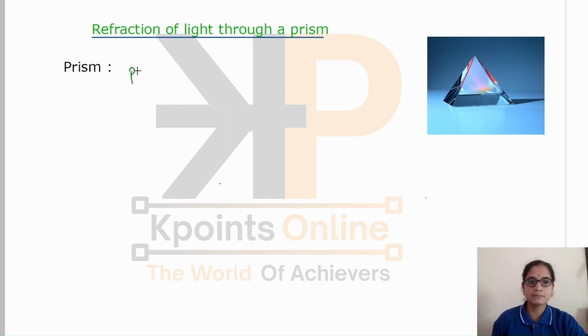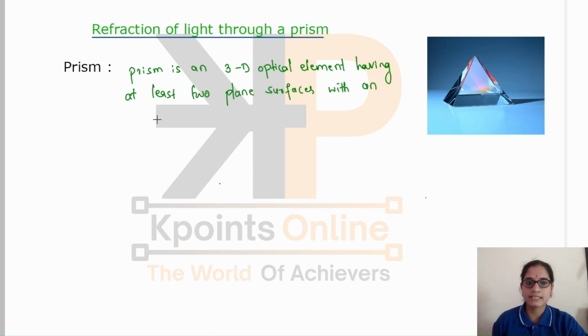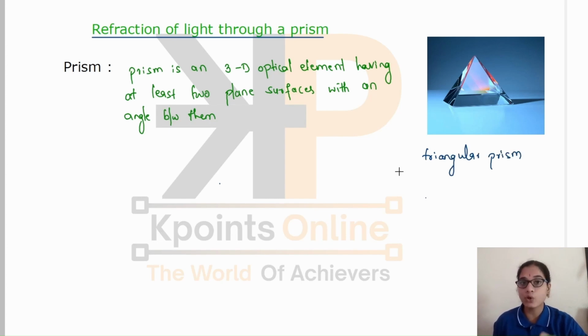So, prism is a three-dimensional optical element having at least two plane surfaces with an angle between them. You can see here, this is the most commonly used triangular prism. Why is it called a triangular prism? Because it consists of two triangular bases and three rectangular lateral surfaces.